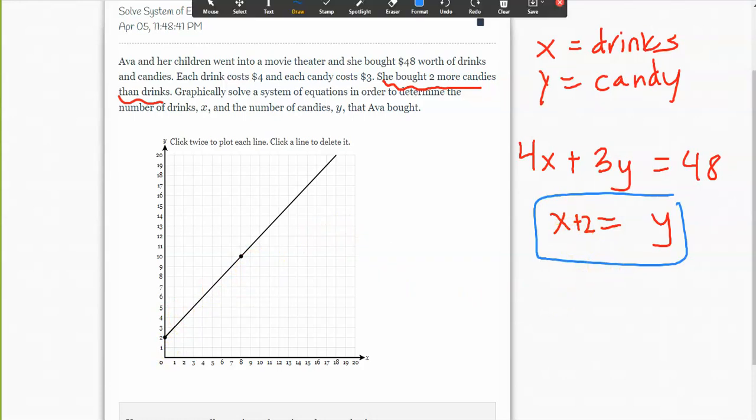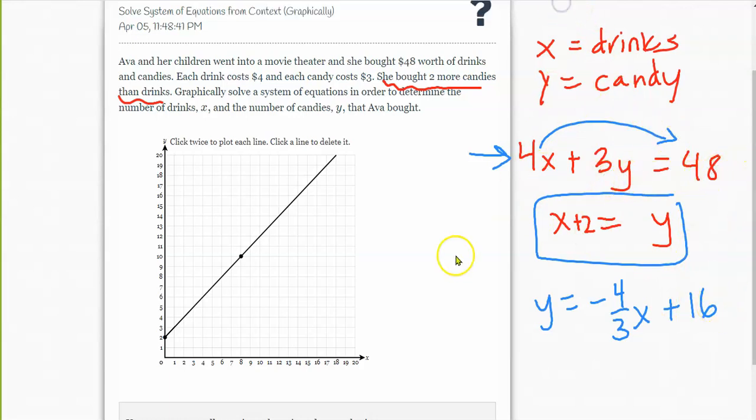All right, the second sentence, this one's going to require a bit more manipulating. So I'm going to move this over, and I'm going to get y equals negative 4/3 x plus 16. Right? So I moved my 4x over, and then I divided everything by 3. So it looks like I'm going to start at 16. I'm going to go down 1, 2, 3, 4, and over 1, 2, 3.